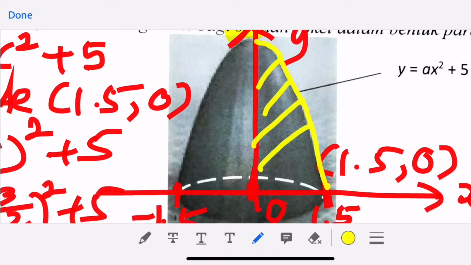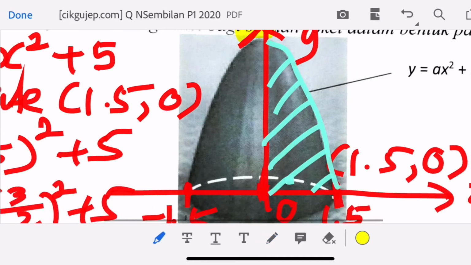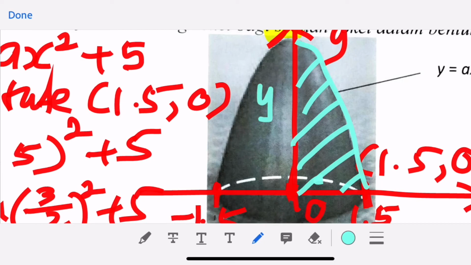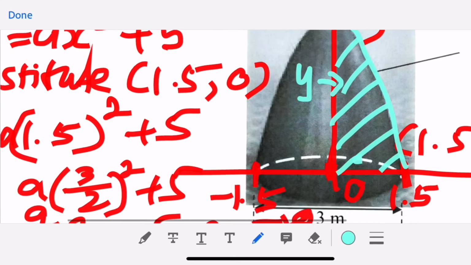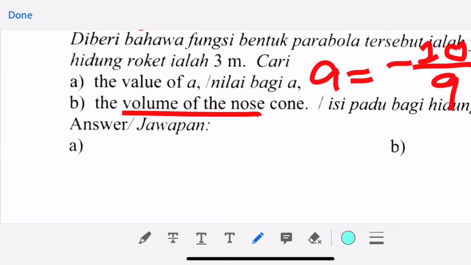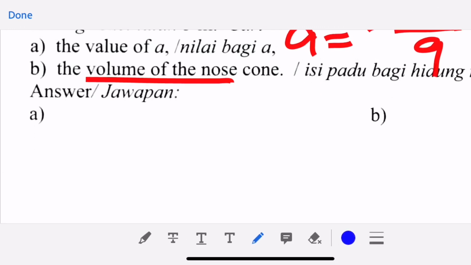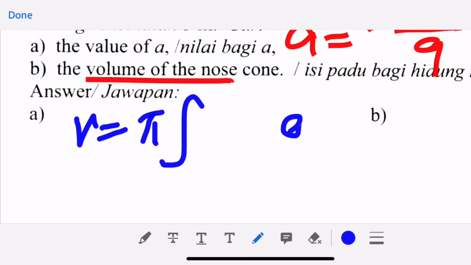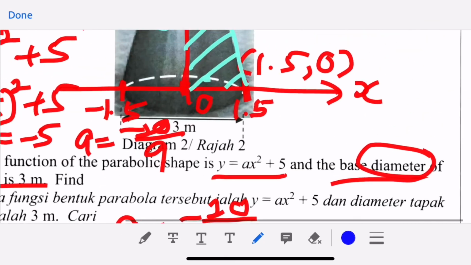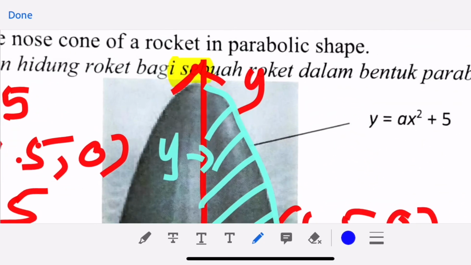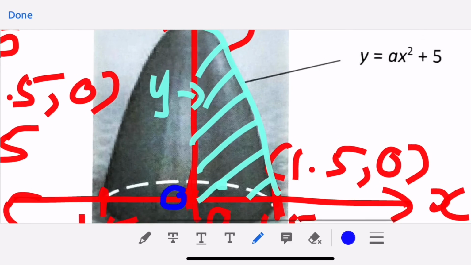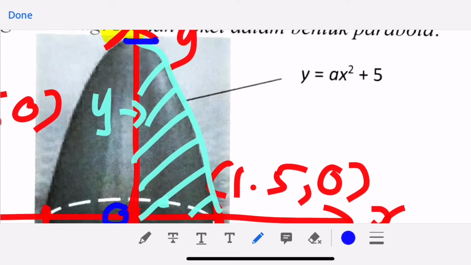Now I'm drawing the curve. Now we need to find the volume for the shaded region in blue color. If I want to find the volume, I have to have the area first. And you see the boundary is the y-axis, so you have to integrate with respect to y. The volume of the nose cone can be obtained if you integrate the curve. We remember there is a pi x squared dy, because the y-axis is the boundary for the area, and we are going to rotate about the y-axis.